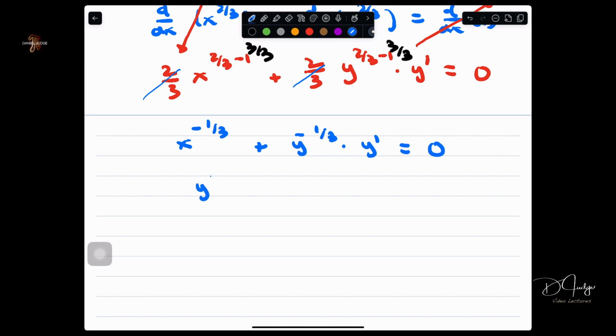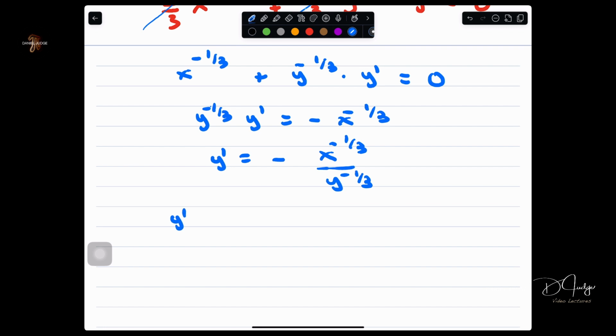Which means y to the negative 1/3 times y prime is negative x to the negative 1/3, or y prime is really negative x to the negative 1/3 over y to the negative 1/3. So that y prime becomes negative, I guess we can write it this way, y to the 1/3 over x to the 1/3. Okay?